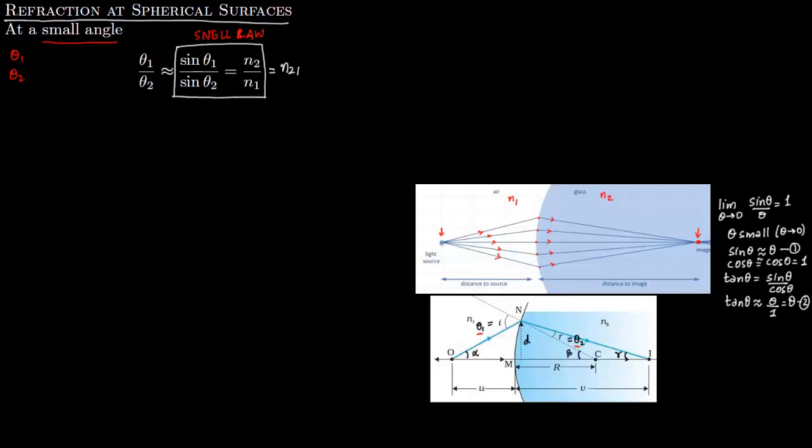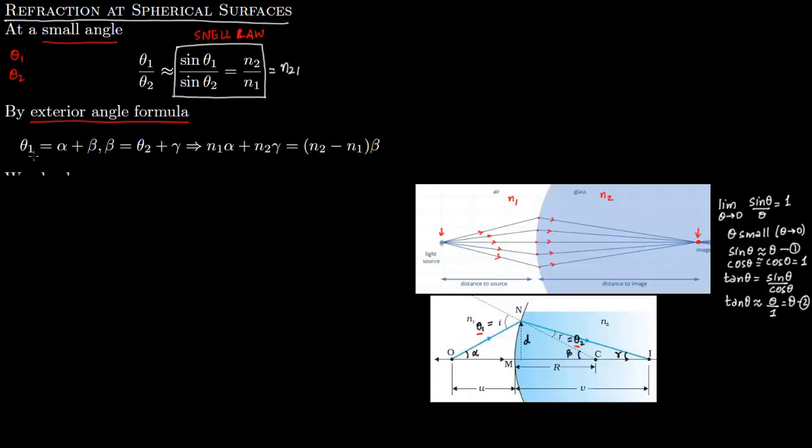Now we use the exterior angle formula. The exterior angle formula says that theta 1 is equal to alpha plus beta. So this is theta 1, this is the exterior angle in the triangle, which is equal to the sum of alpha plus beta. These two are interior angles. Similarly, you see beta is an exterior angle, and theta 2 and gamma are interior angles. So theta 1 is equal to alpha plus beta, beta is equal to theta 2 plus gamma. So we rewrite theta 2 as beta minus gamma.